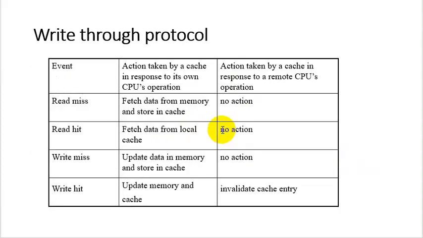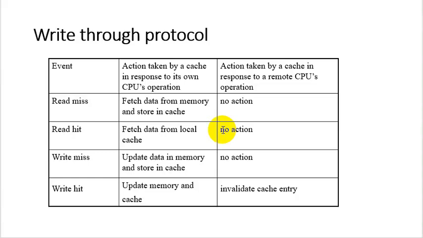So next is the write-through protocol. One of the methods of maintaining cache consistency is called the write-through protocol. Here, whenever a processor modifies data, the updated value is written both to the cache and immediately to the main memory. This ensures that memory always contains the latest version of the data. For read operations, if the data is already present in the cache, it is used directly. Otherwise, it is fetched from memory.